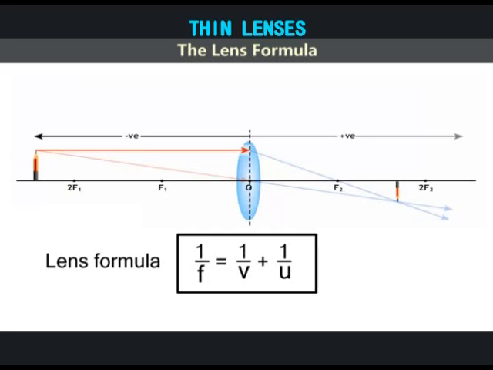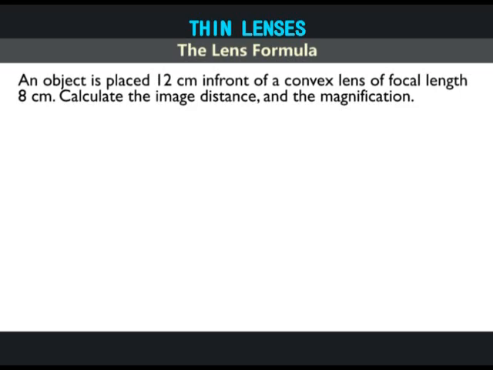For example, an object is placed 12 centimeters in front of a convex lens of focal length 8 centimeters. Calculate the image distance and the magnification. Now, because it is a convex lens, the distances are positive. U is 12 centimeters and F is 8 centimeters, so we find V.